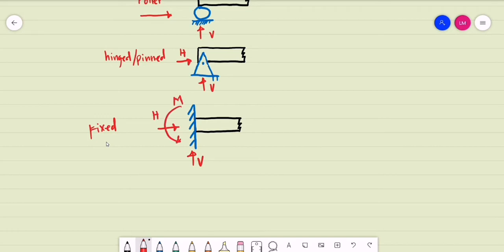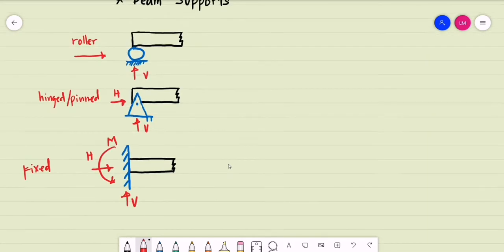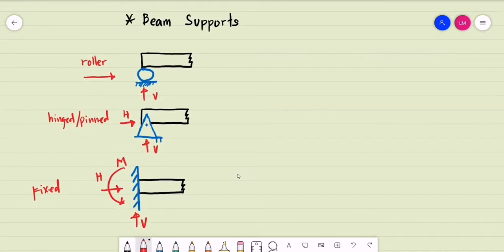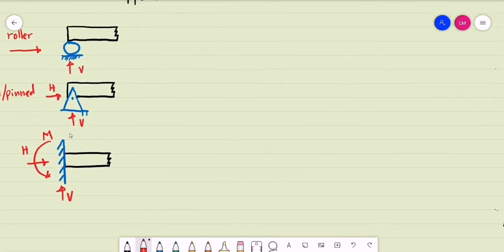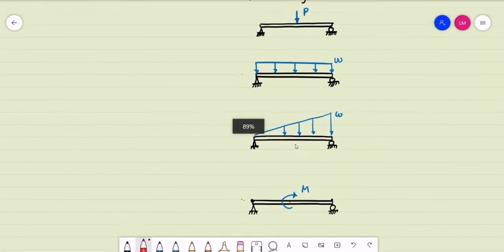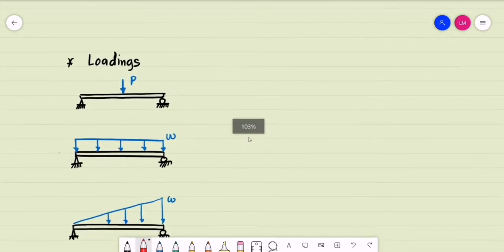So these are the three most common types of beam supports here in mechanics of deformable bodies, wherein we are just to discuss determinate beams. If we say determinate beams, these beams can be solved using the three equations of equilibrium. Then let us discuss the different types of loadings.